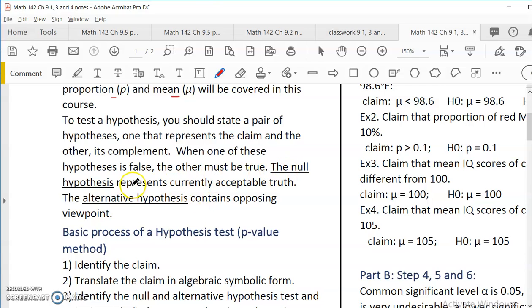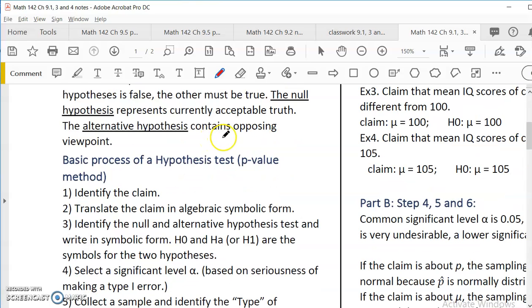The null hypotheses are assumptions. They're used to do calculation, and they represent the currently acceptable truth, usually of equality, because if it doesn't equal anything, you can't do any statistical calculation. The alternative hypothesis contains the opposing view so that they don't overlap. And the big idea of making the assumption or making the conclusion is based on the rare event rule. So when we get to making the conclusion, we'll talk about the rare event rule.